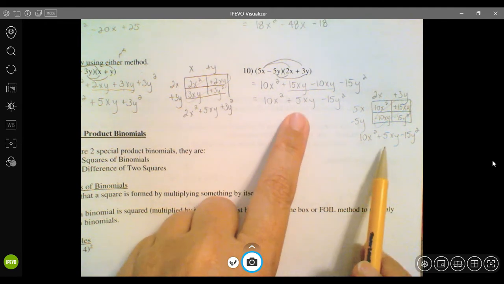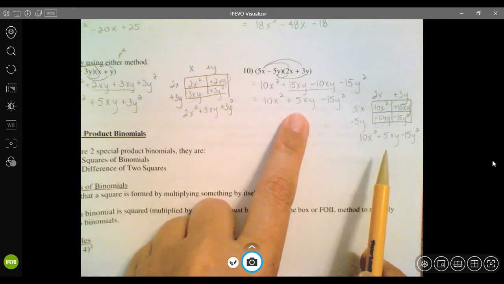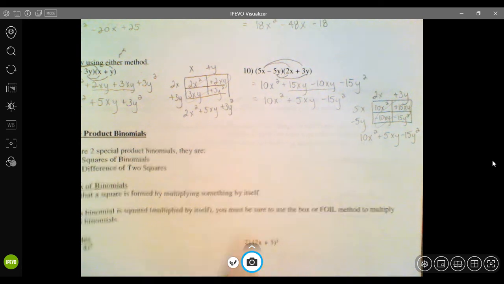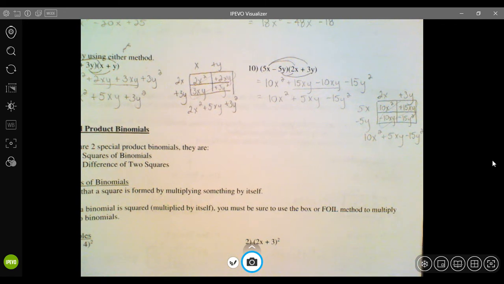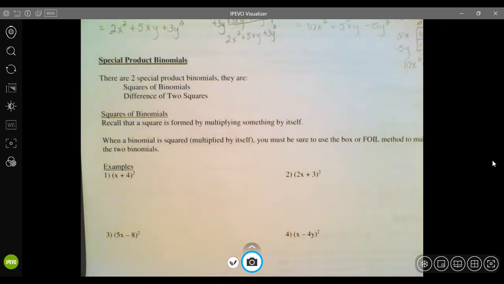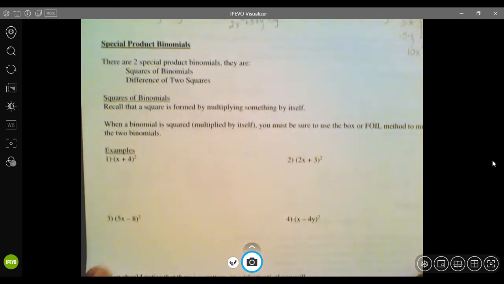And again, I have matching answers. Different method, same answer. Choose the one that you like better. I like FOIL because I'm lazy. But I like the box method because it's thorough and it makes sure that everything gets multiplied by everything. And also, if you don't know how to spell FOIL, you're going to be in trouble.